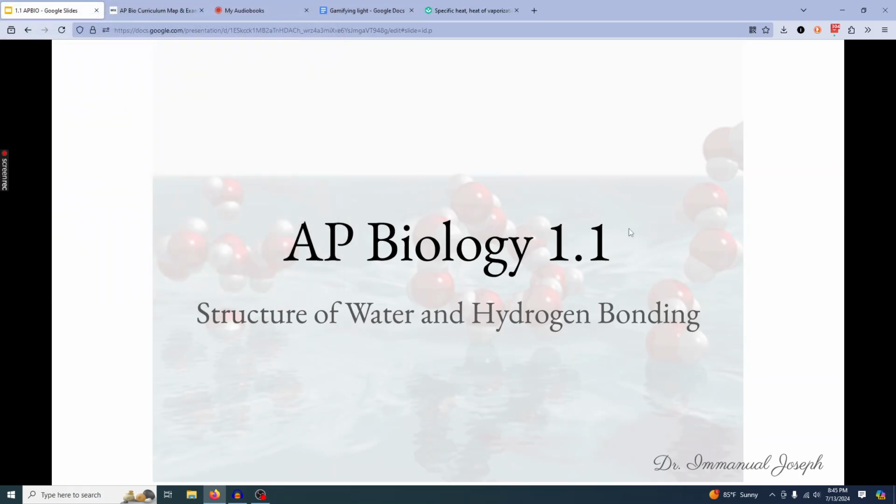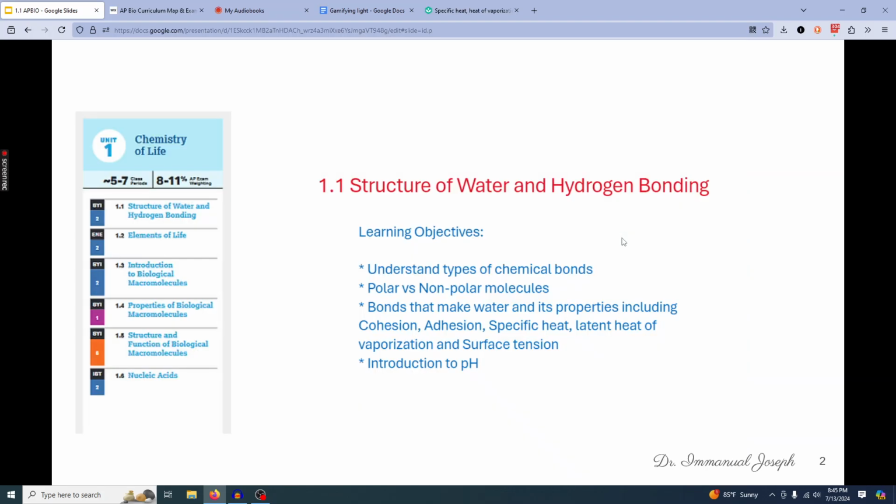So we'll start our study of AP biology with the structure of water and the different types of chemical bonds. Unit 1 has 6 chapters, and as you know, there are 8 units in AP biology. This first unit lays the molecular foundation for how everything else operates at a bigger level. In Unit 1, Chapter 1, we will study the structure of water and the different types of bonds.